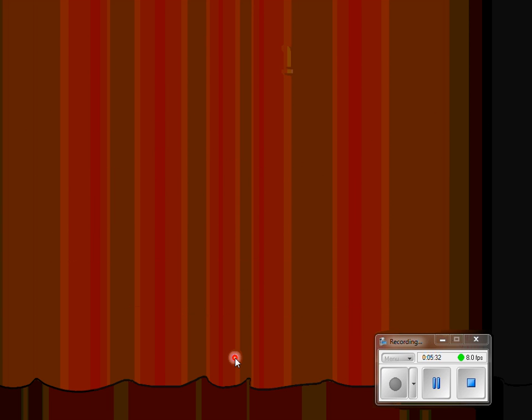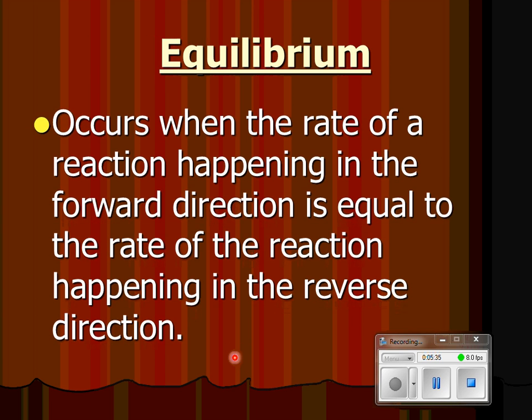Okay, and then again, we said the definition of equilibrium is when the rate in the forward direction is equal to the rate in the reverse direction. So it's not equal amounts of reactants and products, it's equal rate of formation of reactants and equal rate of formation of products. So the concentrations aren't changing, essentially. Okay, so that's the concept of equilibrium.